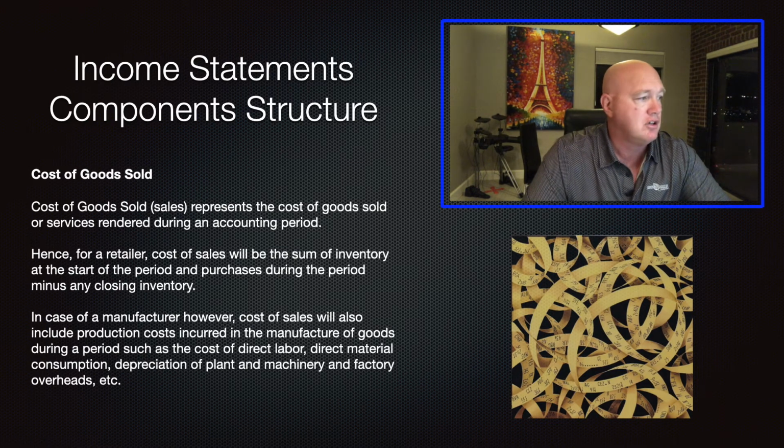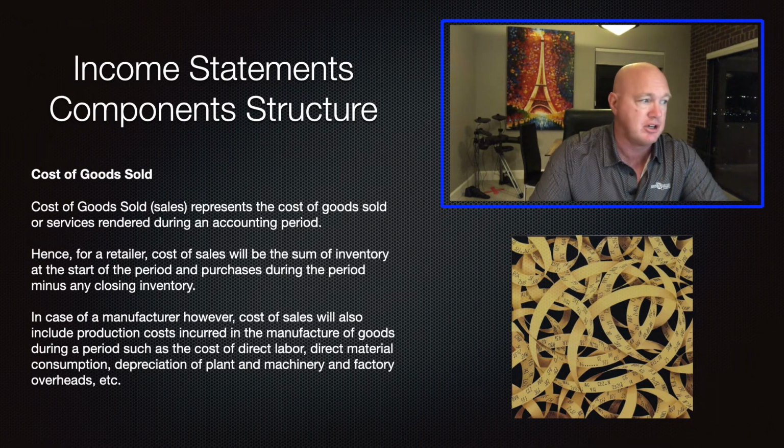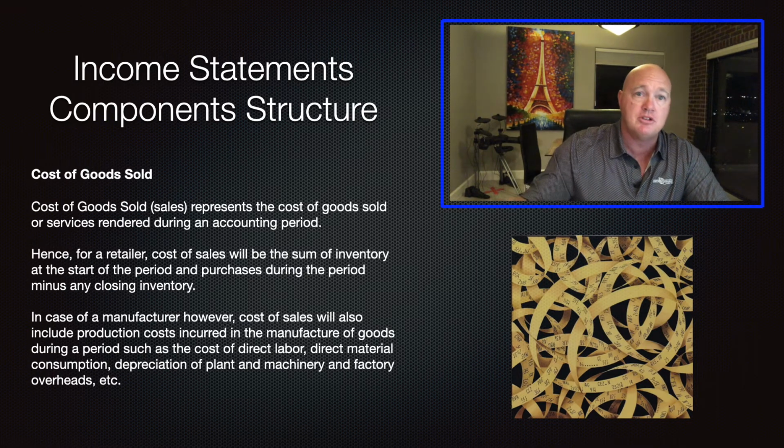For a retailer, the cost of sales would be the sum of the inventory at the start of the period and purchases during the period, minus any closing inventory. So that would be the total amount of inventory that was utilized during that process. In the case of a manufacturer, the cost of sales will also include production costs incurred in the manufacturing of goods during the period, such as the cost for labor, material consumption, depreciation of plant and machinery and factory overhead, etc. So in manufacturing, there's a lot of things. It's the raw materials plus whatever is needed to turn raw materials into finished products. That's the cost of goods sold.